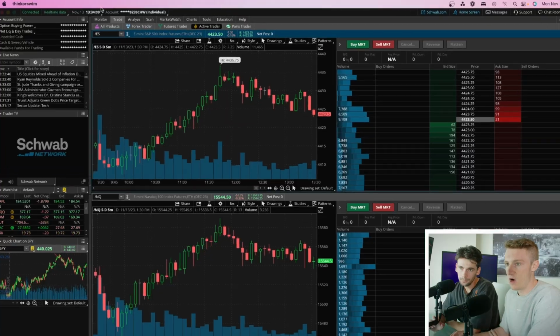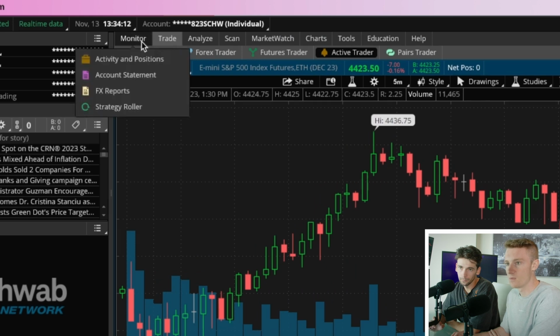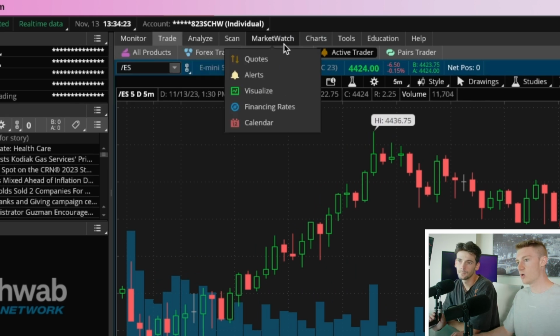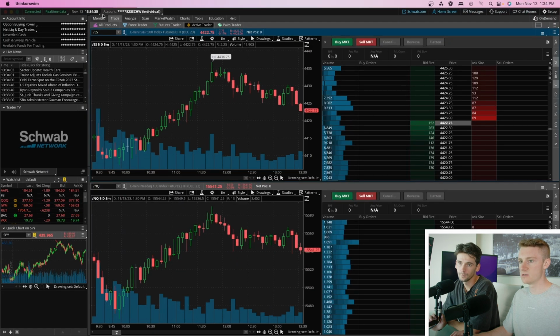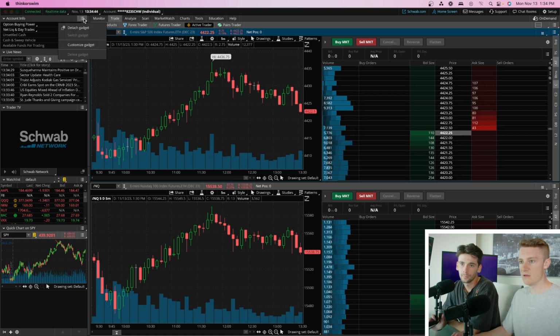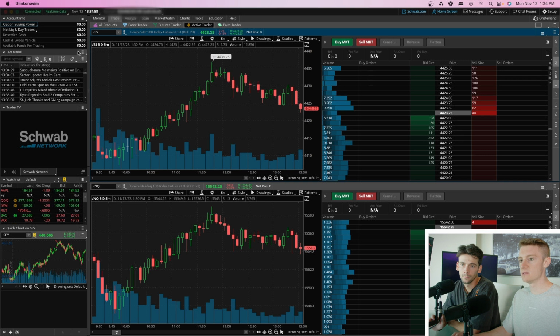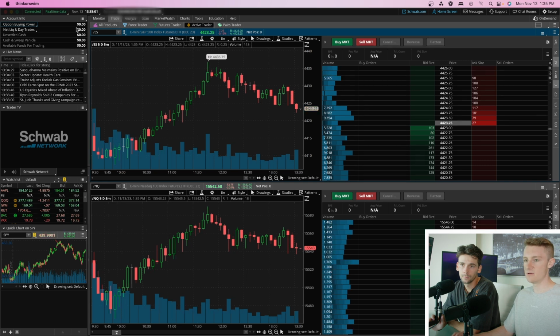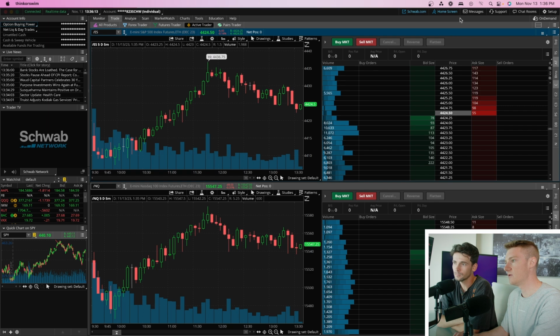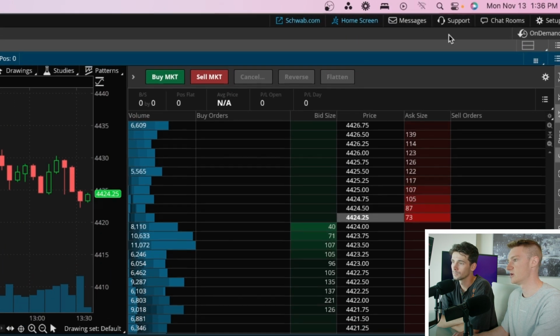First things first, we've got all these tabs on the top: monitor, trade, analyze, scan, market watch, charts, tools, education, and help. These are really the only 3 tabs we'll be using right here: monitor, trade, and analyze. And then on the side here, we've got the account info. If I unhide this real quick, we'll have our editor blur your account number, but we can see your option buying power, net liquidity and day trades, all of the information, just giving you your balances as to your account, but you've got no capital in there right now. We've got messages, and you can reach out to their support.